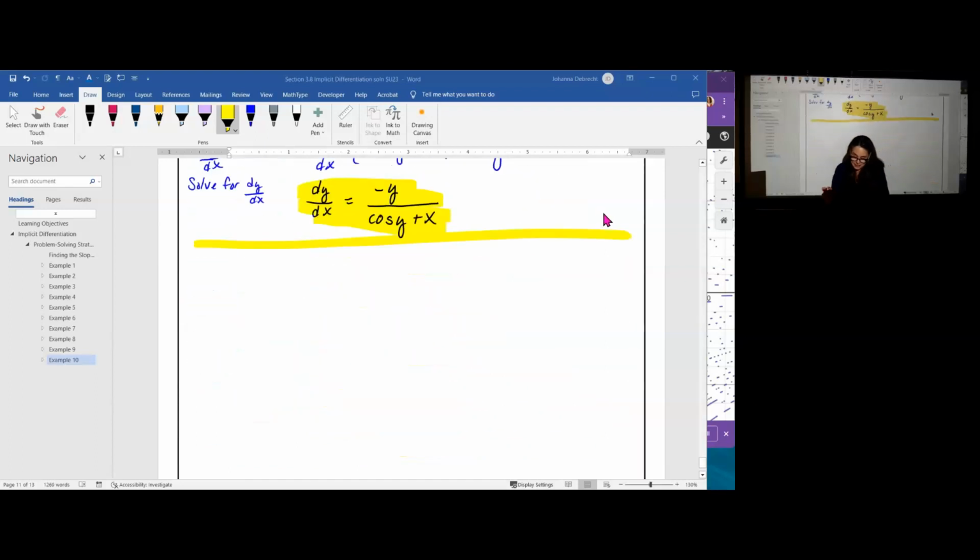And hopefully I have left enough room. To find the second derivative, we're going to take the derivative of the first derivative. That means that we have a quotient, or you could put the first denominator in parentheses and raise it to the -1 power. In other words, you could write this as negative y times (cosine y plus x) to the -1 power, and then apply the product rule.